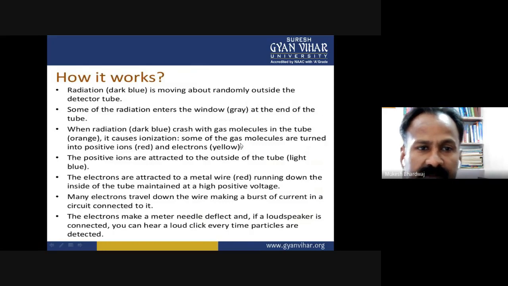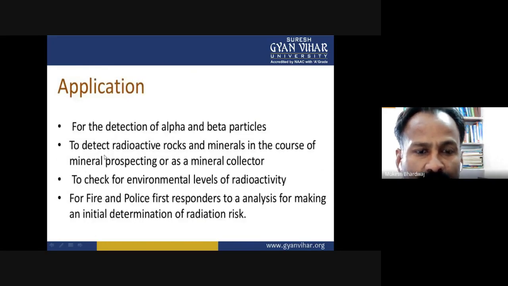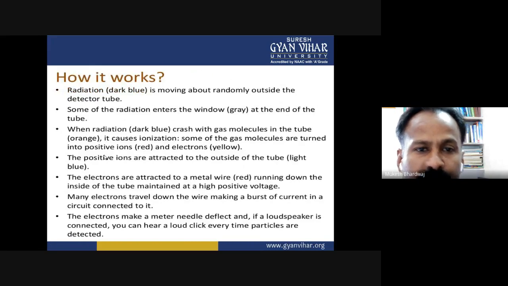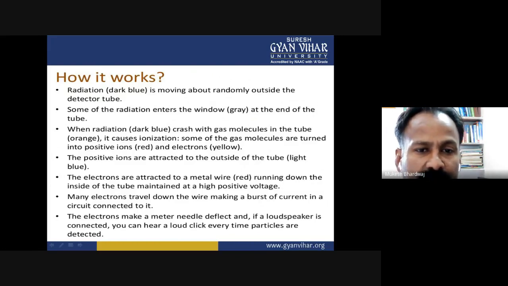How it works: radiation, dark blue, is moving about randomly outside the detector tube. Some of the radiation enters the window, gray, at the end of the tube. When radiation crashes into the gas molecules in the tube, orange, it causes ionization. Some of the gas molecules are turned into positive ions, red, and electrons, yellow.